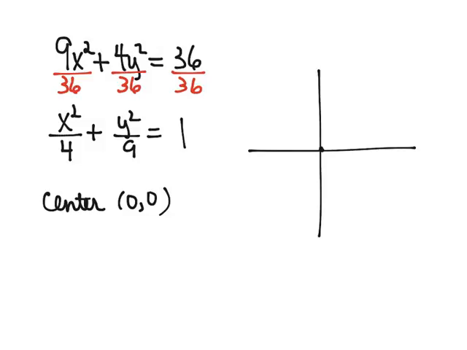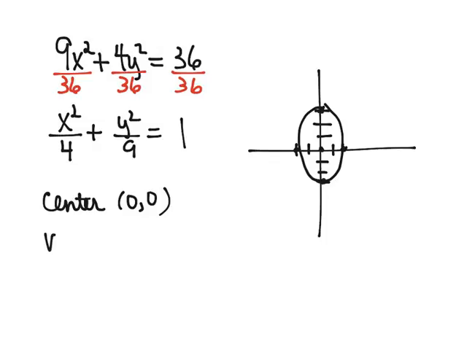Notice that under x squared we have 4. If you take the square root of 4, you get 2, so that means this ellipse is going to go out 2 units horizontally. And under the y squared, we have 9. So take the square root of 9, and that's 3. And that means our ellipse is vertically going to go up 3. So there's a rough sketch of what our ellipse is going to look like.